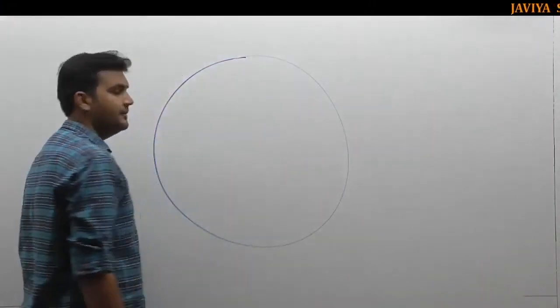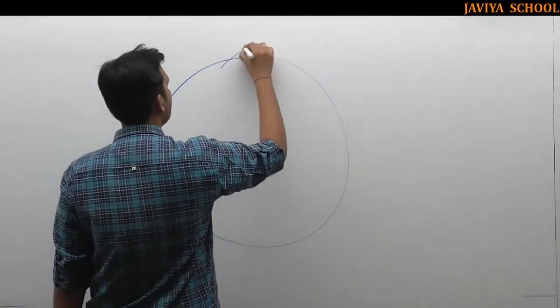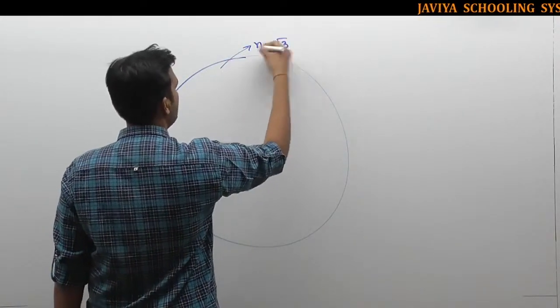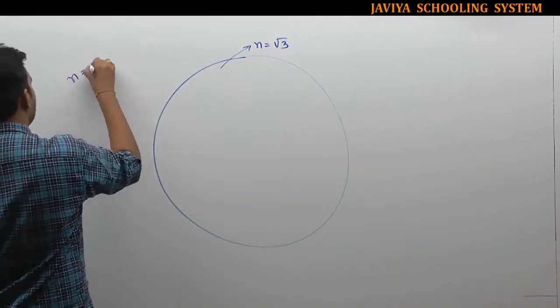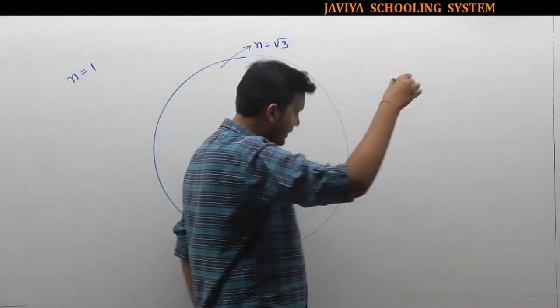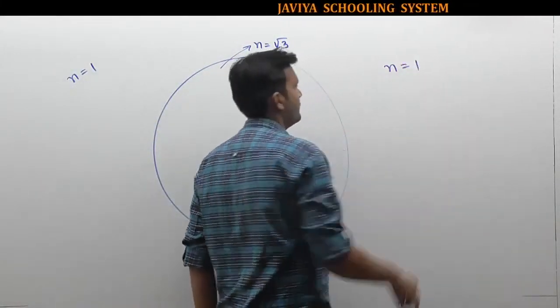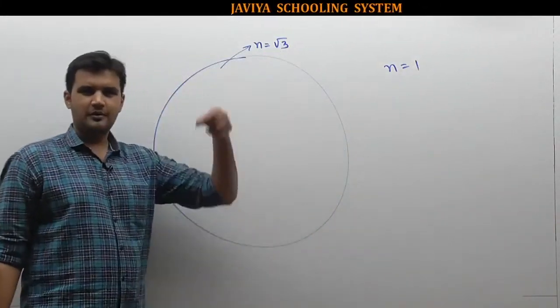This is a medium, right? And this medium has n equals to root 3. Here there is another medium, let's say air, and this is another medium, same. Consider this kind of a drop or anything like that.